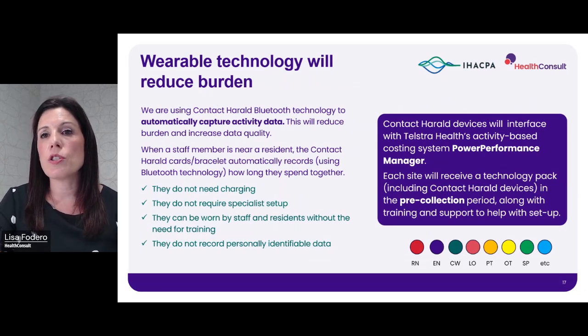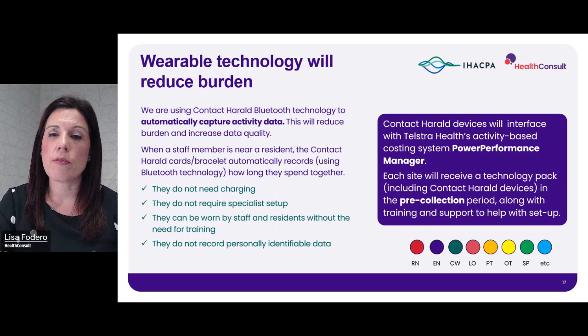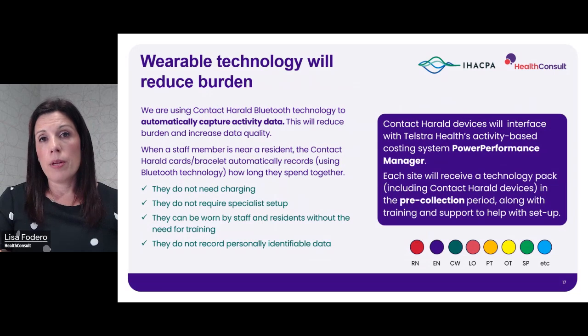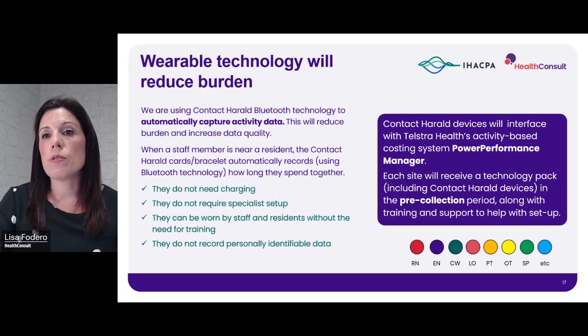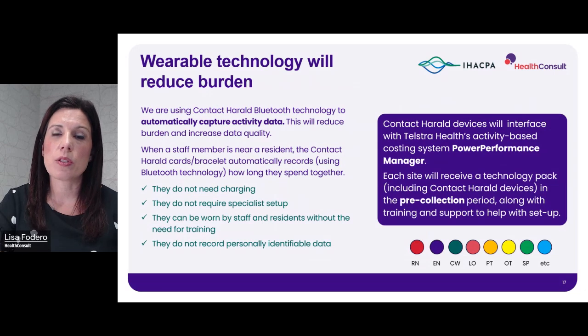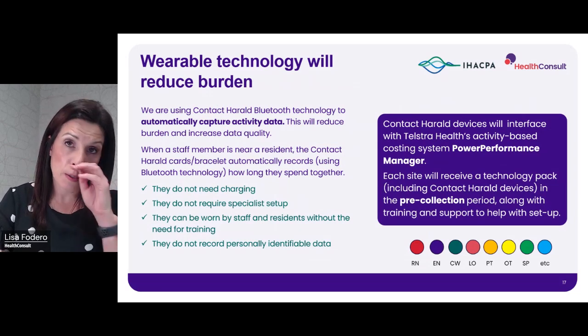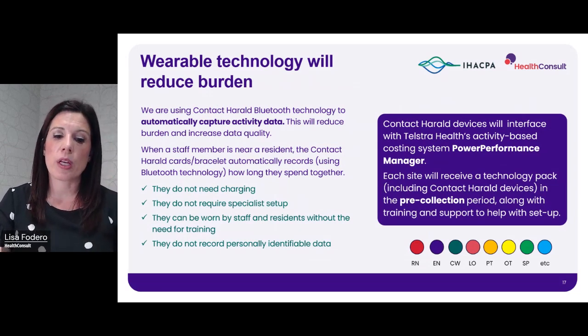Now you'll see the coloured dots at the bottom. Every staff card has a coloured dot, and they're designated to the staff type. So RNs will have a different colour to the ENs to the care workers, and that's because the actual resources invested in those different care types factor into when we're doing the costing. So every RN will have the same colour card, and they rotate it through the shifts so that we can allocate RN time to the residents that they support.